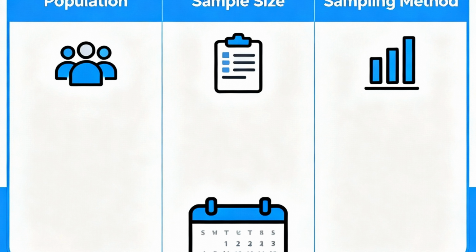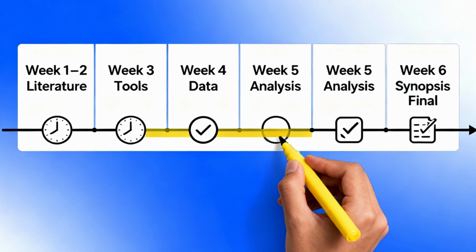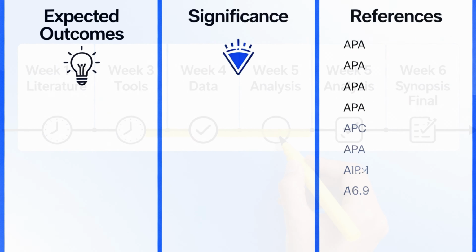And that brings us perfectly to the timeline. A mini Gantt chart like this one is fantastic for visualizing your project schedule. Break down your project into phases: literature review, tool preparation, data collection, analysis, and finally finalizing your synopsis. This helps keep you on track and makes your project seem manageable.